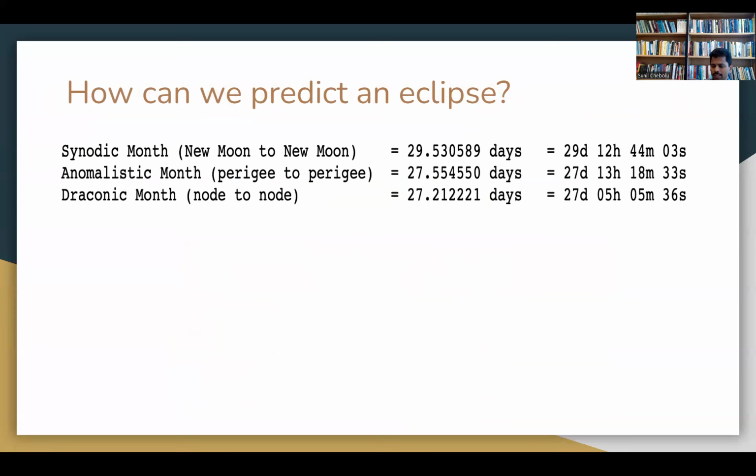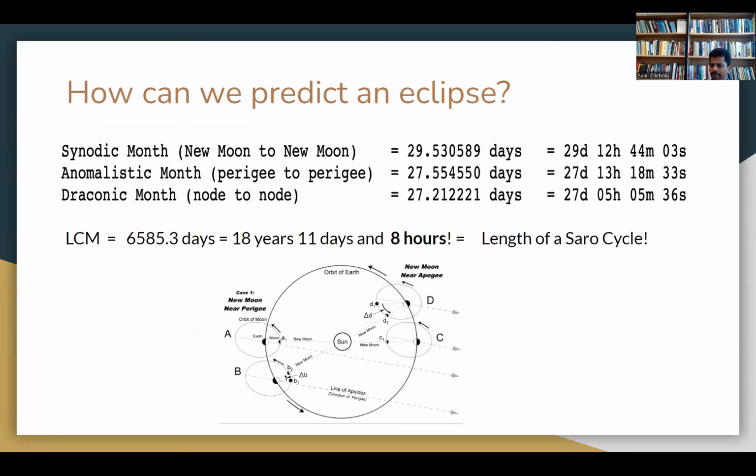Now, all these three cycles, when they line up at a time that will be the least common multiple of these three time periods, which is roughly 18 years, 11 days, and 8 hours. So that length is called a Saros cycle.